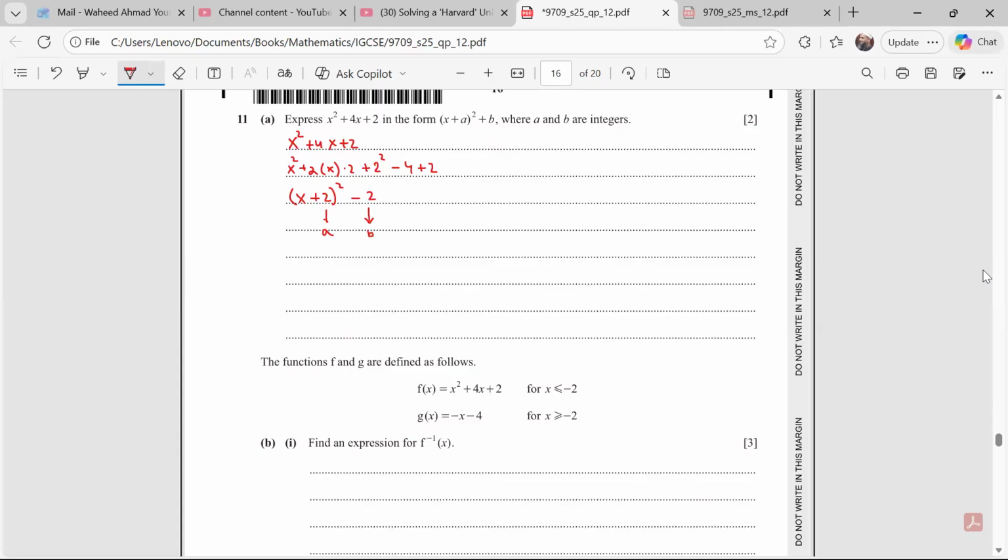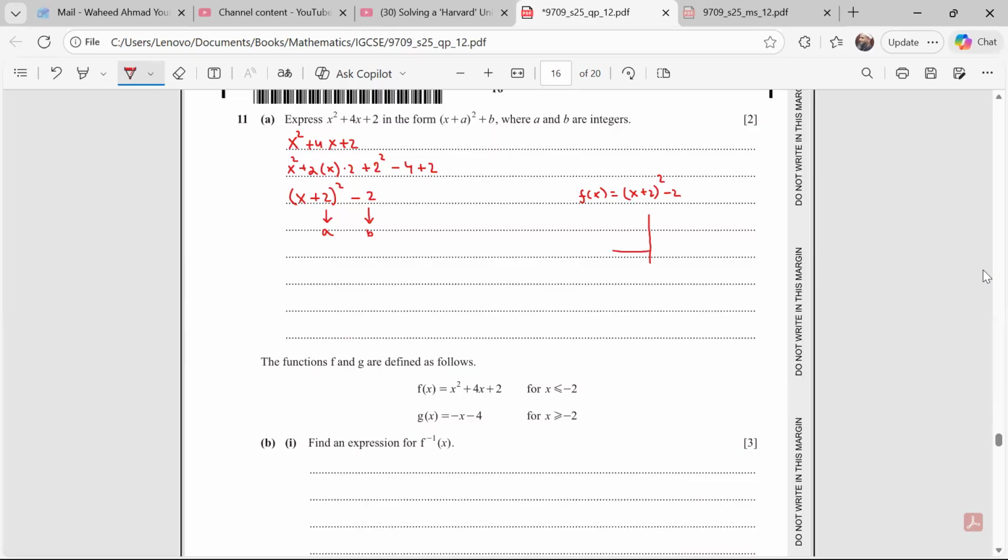The functions f and g are defined as this. Find an expression for f inverse x. So you see, let me do it over here. This function f of x is given as this expression, which I can write as x plus 2 whole squared minus 2, right? So how does it look?